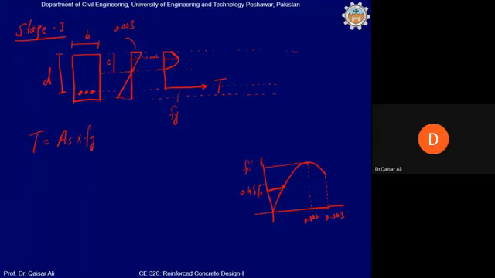But now how to calculate the compressive force? What will be the value of compressive force? Anyone? Stress multiplied by area. Yes, so how will we calculate the stress? Because the stress is now varying non-linearly. Area under the curve, sir. Yes, area under the curve. So how will we calculate the area under the curve? Parabolic, sir, the equation.